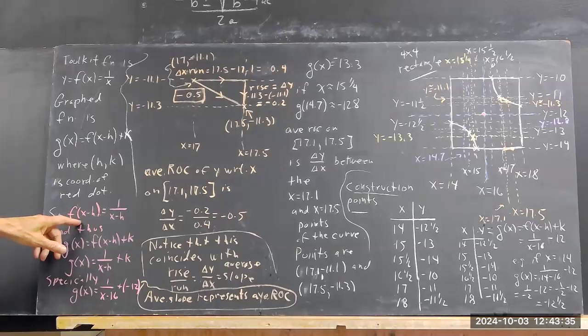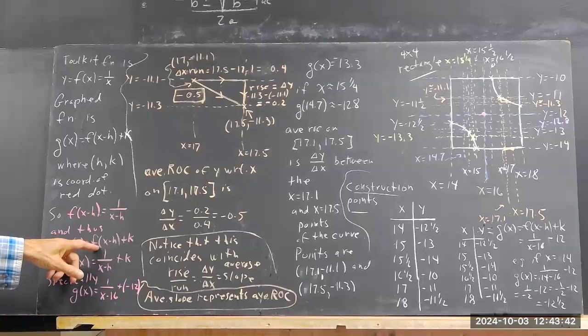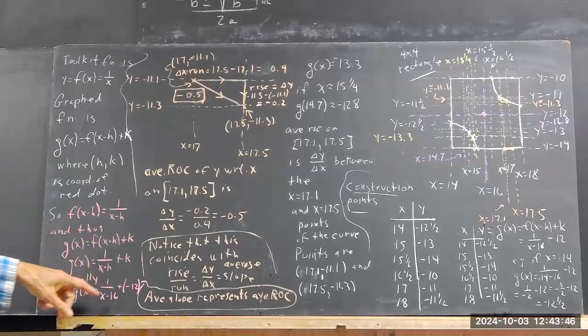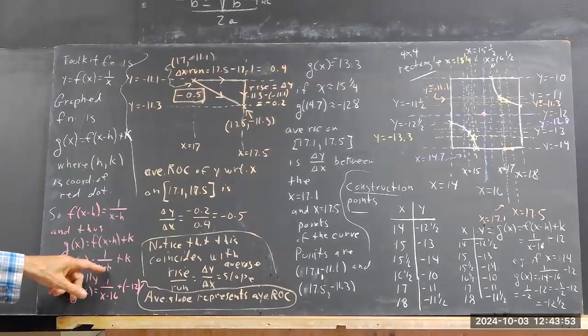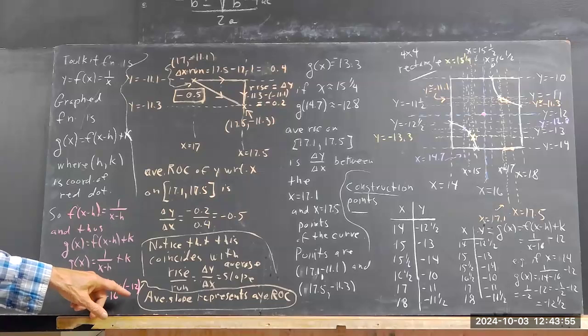Okay, so f of x minus h equals what? 1 over x minus h. And g of x is f of x minus h plus k, which is 1 over x minus h plus k. h is 16, k is negative 12. g of x is 1 over x minus 16, and you add negative 12.